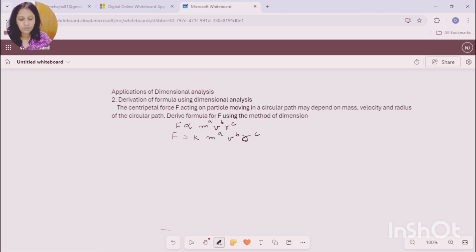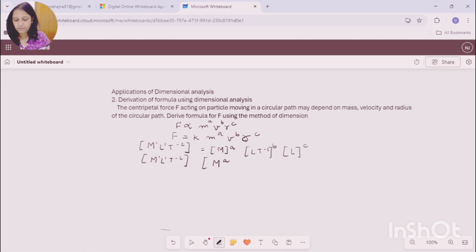Okay, the dimensional formula for force is M1 L1 T minus 2, which is equal to M raised to the power a, and the dimensional formula for V is LT minus 1 raised to the power b, and L raised to the power c, as R is radius and the dimensional formula for R is capital L. Now, M1 L1 T minus 2 can be written as M raised to the power a.